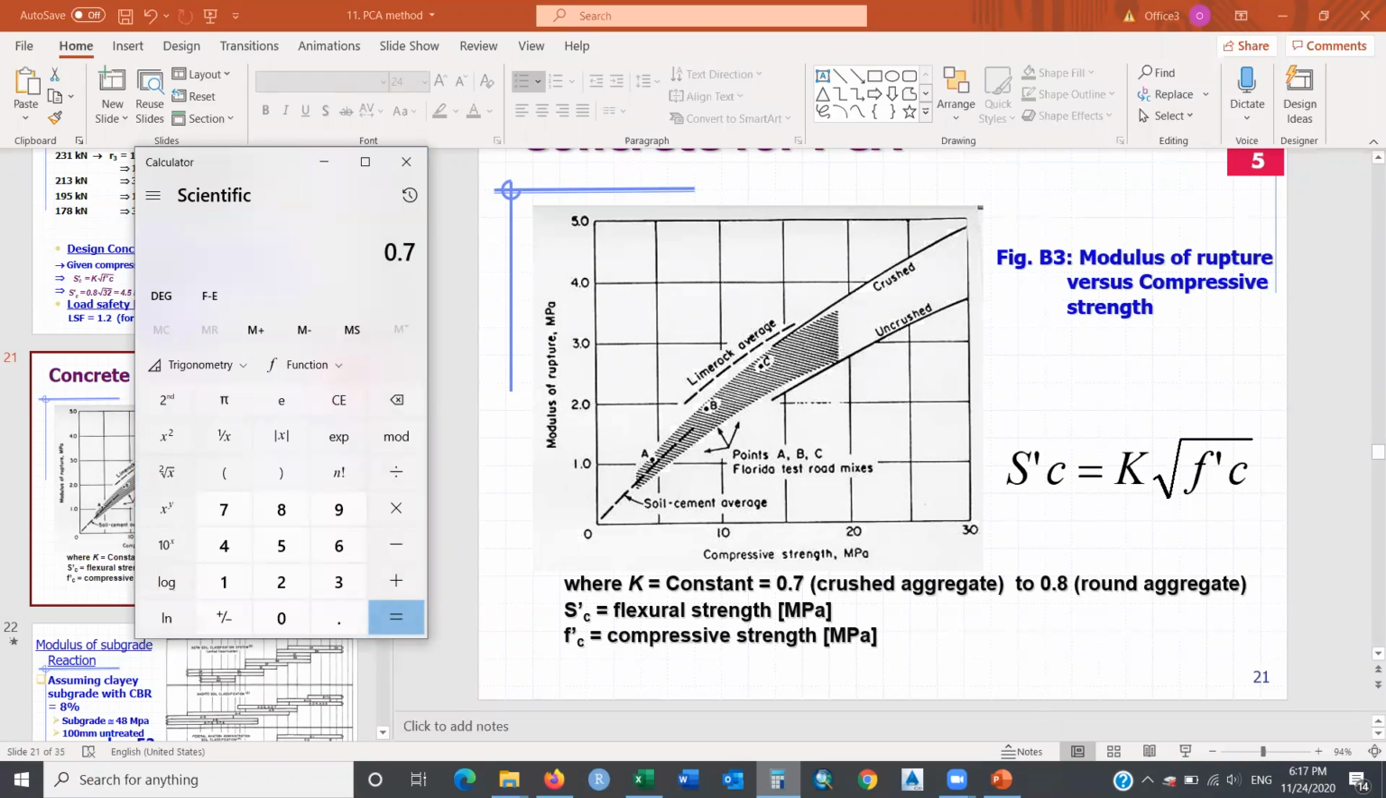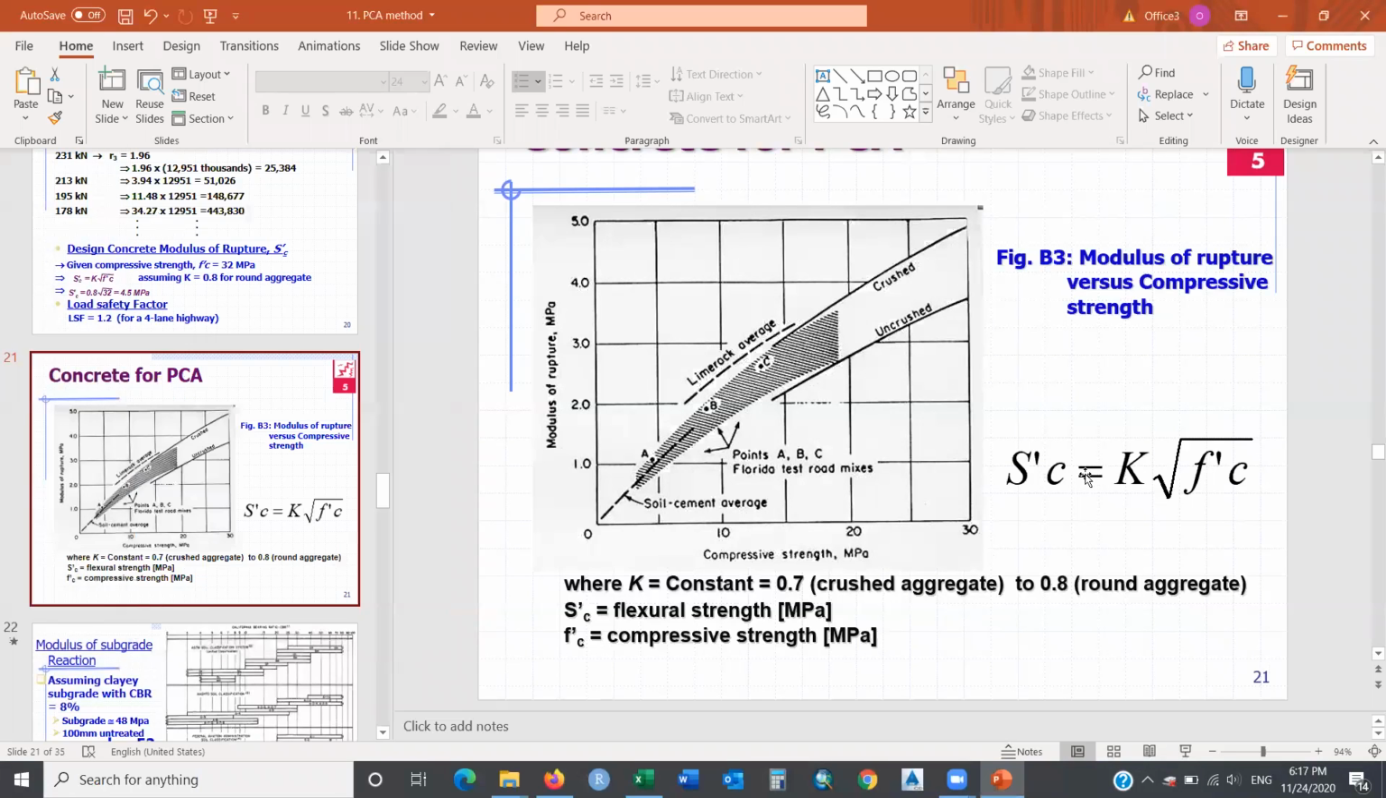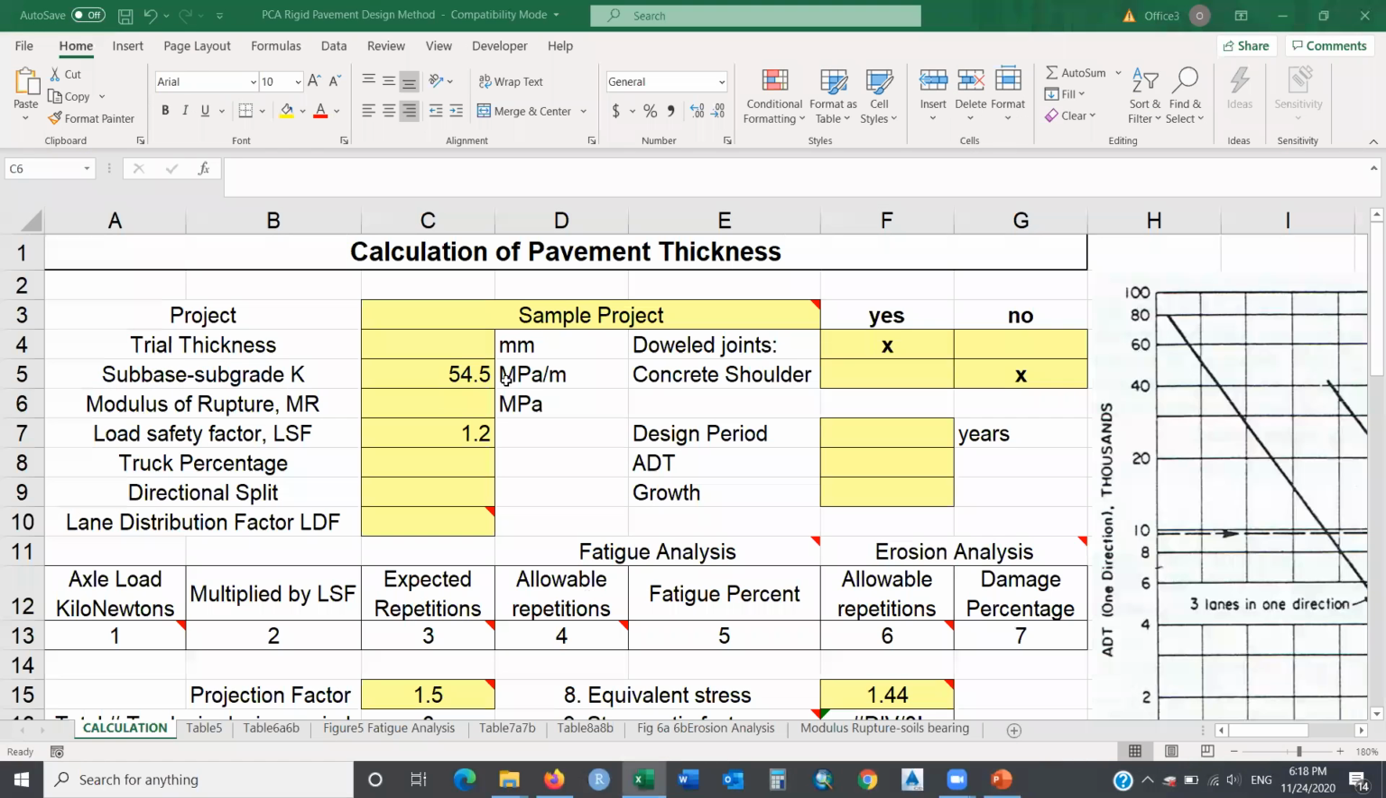0.7. So square root of 32 first, by 0.7. So we have 3.9597. So 3.96 is modulus of rupture. Truck percentage, we say is 19%. Directional split is 50.